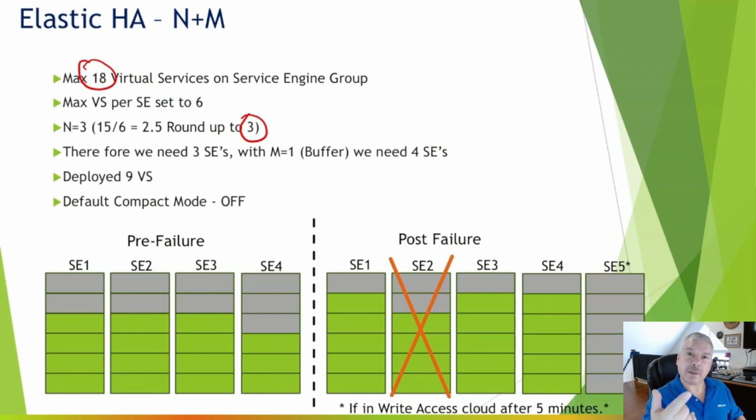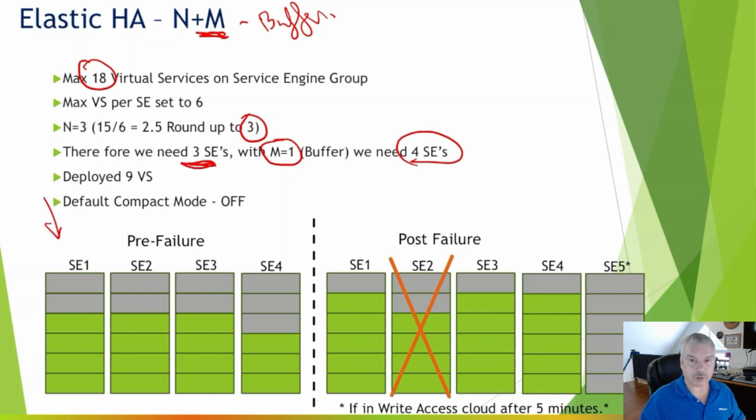Great. But what happens if one fails? Some of the virtual services will be out, and I have to wait for a new service engine to be deployed. So this is where the M comes in. That's the buffer. So if I say I'm going to have a buffer of 1, it says, okay, you need 3 SEs at a minimum, and you want a buffer of 1, therefore I need 4 SEs. And that's what you see down here in the picture.